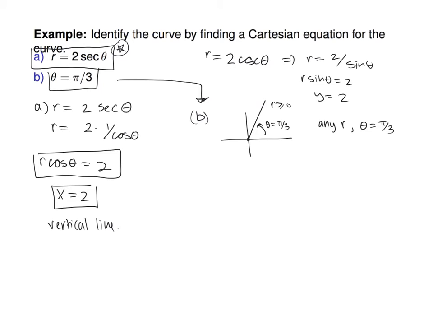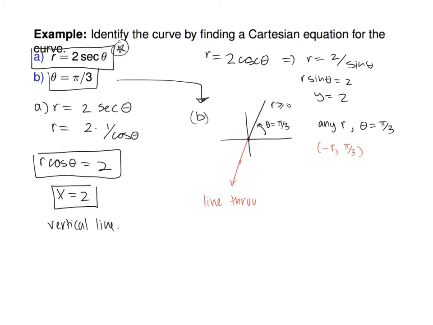And the question is, what happens if r is negative? So what if you have a point that's something like negative r, pi over 3? It's just the opposite. You go over pi over 3, then you reflect down there. So you do get this straight line, right? So this is a line.